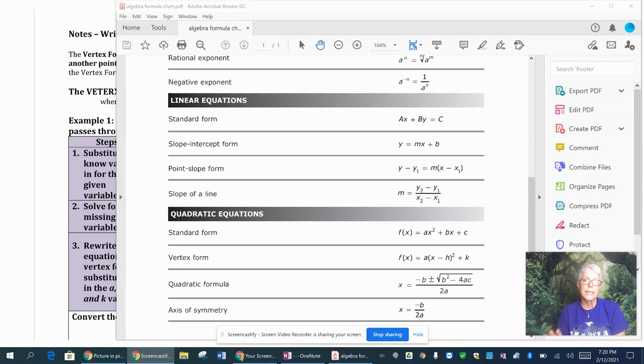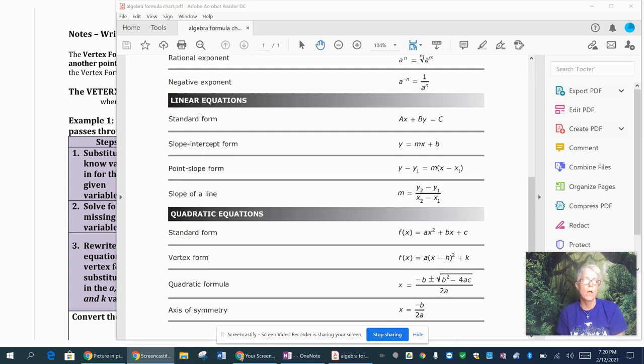Hey guys, today we're going to learn how to write the quadratic equation in another form. It's called vertex form. What I have pulled up in front of me right now on the screen is your formula chart. You can see that we're on the bottom section of your formula chart, where it has quadratic equation standard form, and then vertex form.